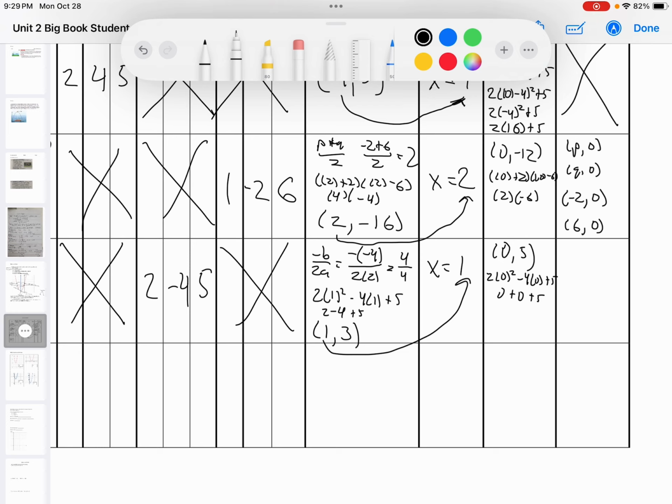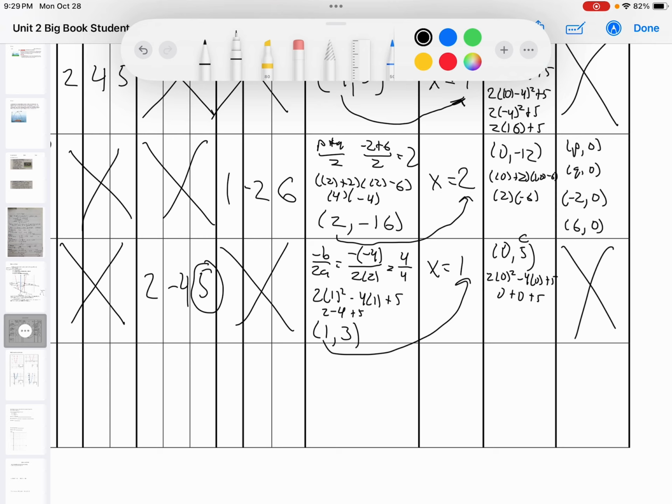We could also have remembered that for standard form, the y-intercept is always the point (0, c). 5 was our c in this case. So if you have it in standard form, then our y-intercept is (0, c). In this case, it would be (0, 5). And since we're not in intercept form, we don't need to find the x-intercepts.